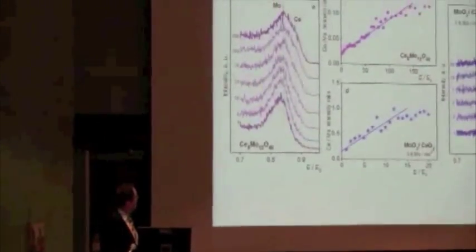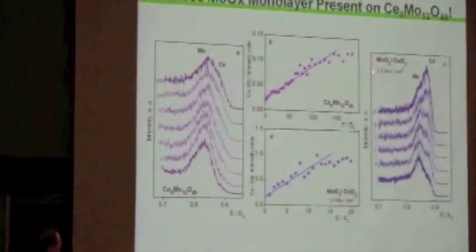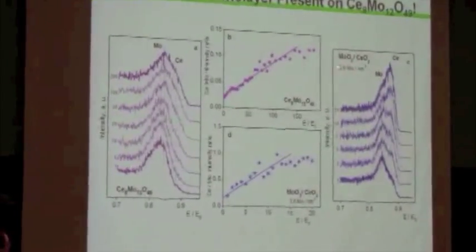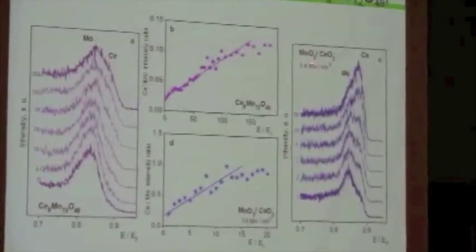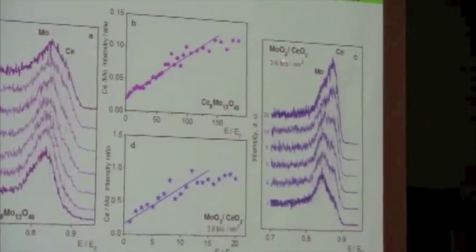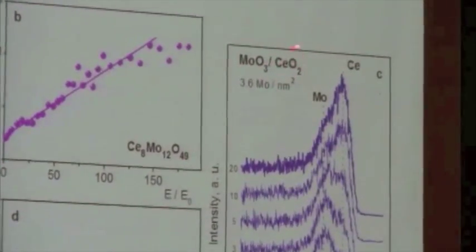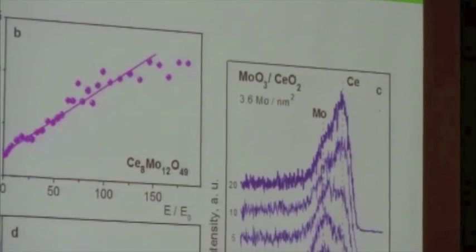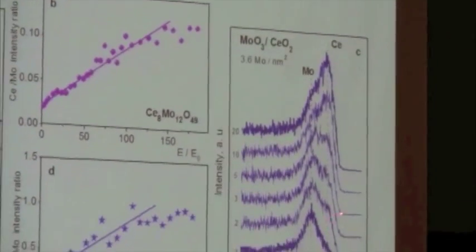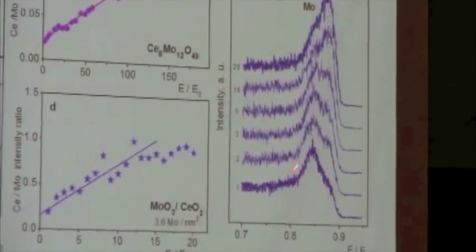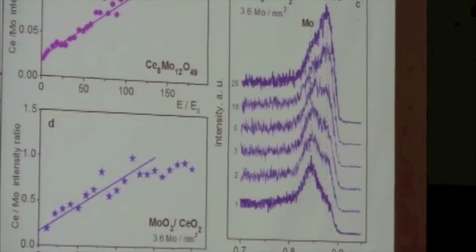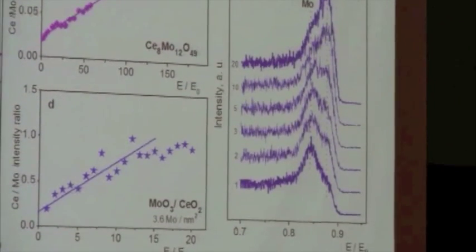Here's an example for cerium, and here again is almost a monolayer. It's a little bit low, about 75% of a monolayer. A monolayer would be 4.5 Mo per nanometer squared, and this is molybdenum dispersed on cerium oxide. And here the shoulder is cerium, and you can see that almost all is molybdenum on the surface. This is a model compound.